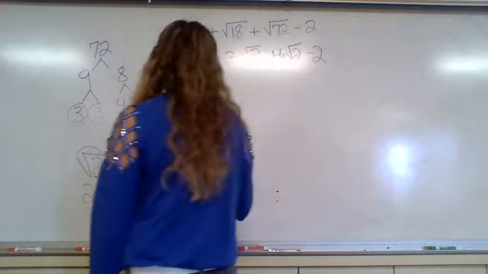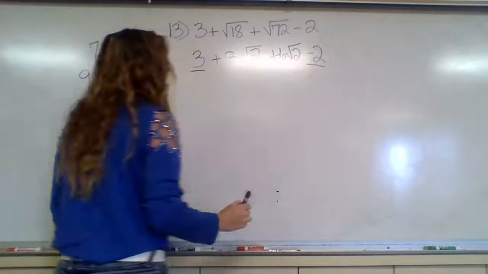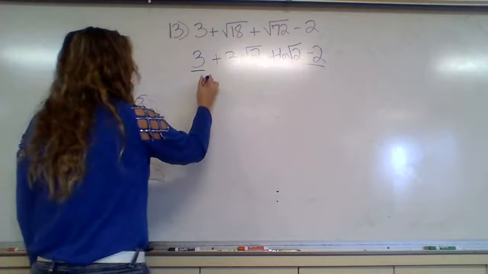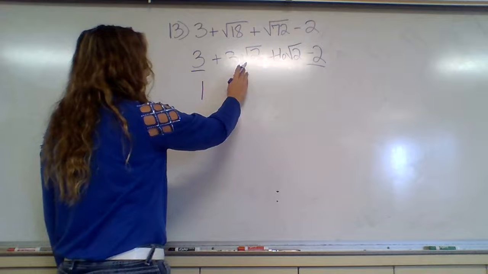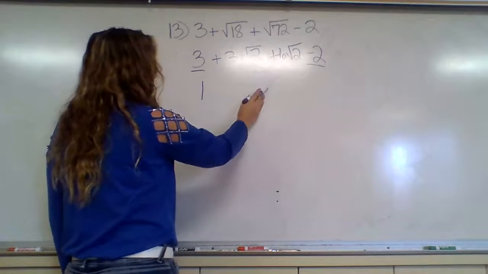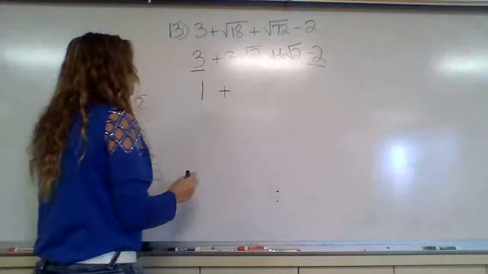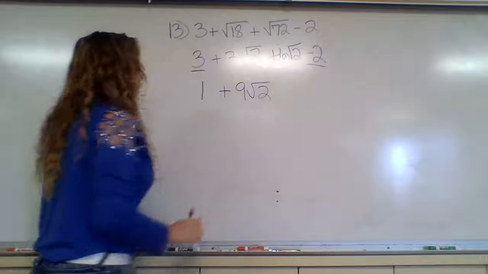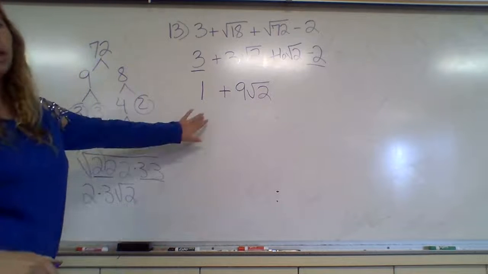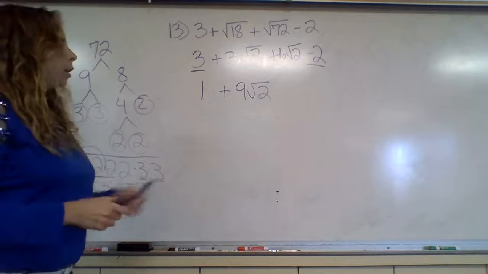So combine your like terms. 3 minus 2 is 1. And then 3 square root 2 plus 6 square root 2, you can add those together. 6 plus 3 is 9. All right, and that would be how you leave your answer. You can leave it like that. You do not need to convert it into a decimal.